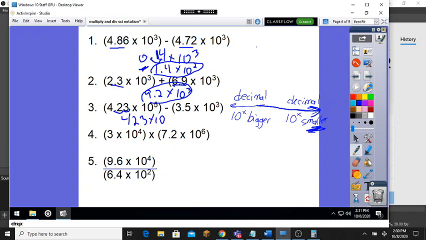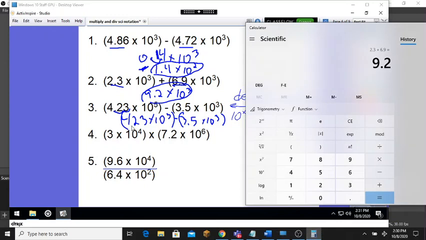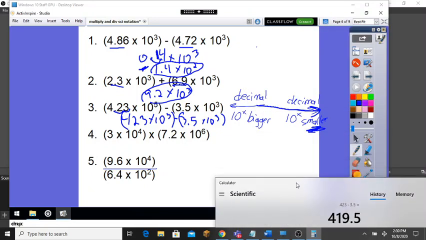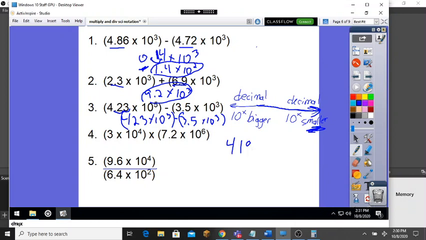423 times 10 to the 3 minus 3.5 times 10 to the 3. Let's do that. So now I am going to do 423 minus 3.5. 423 minus 3.5, and that gives me 419.5. Let's do it right here. 419.5 times 10 to the 3.